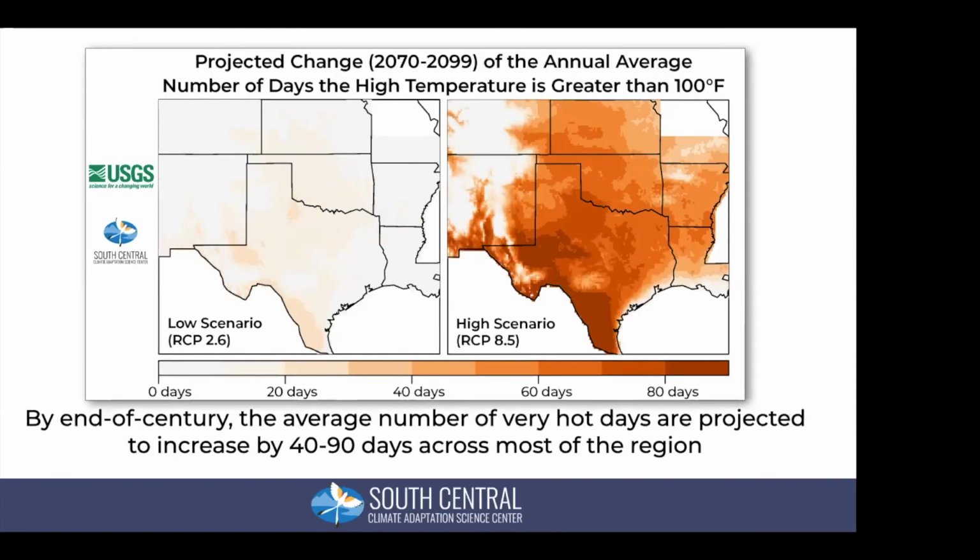If there's ever a map to convince you to make changes now in the face of climate change, I would think this one would be it. In the high scenario, the projections indicate 1 to 2 months more than we've already experienced on average of days over 100 degrees Fahrenheit.